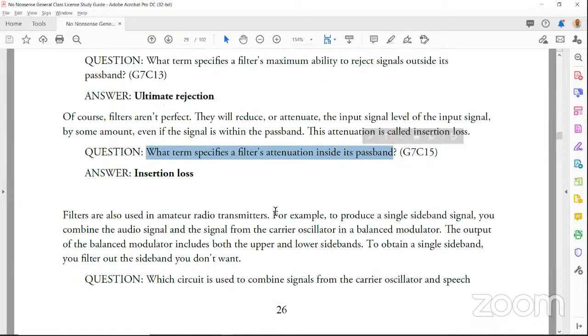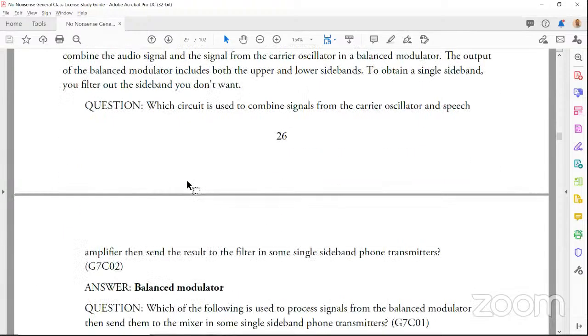What term specifies a filter's attenuation inside of its passband? So remember we said that a filter isn't perfect. When we put it into the circuit, there's some loss, even in the area that it passes the frequency. Outside of the pass band, of course, it rejects the frequency and attenuates it, we know that. But even in the area that we want the filter to pass the frequencies, there is still some loss, and that loss is called insertion loss. Moving right along.